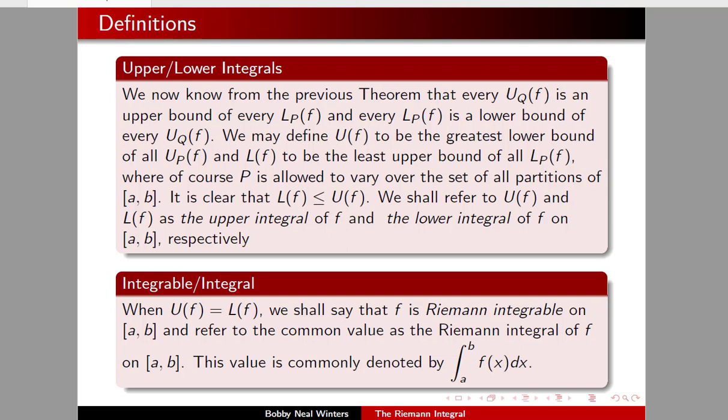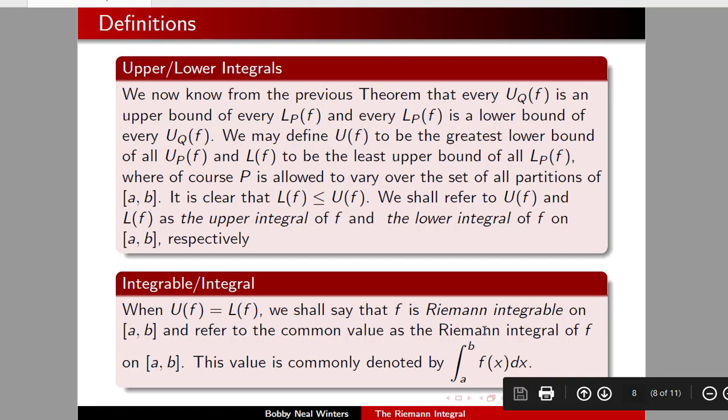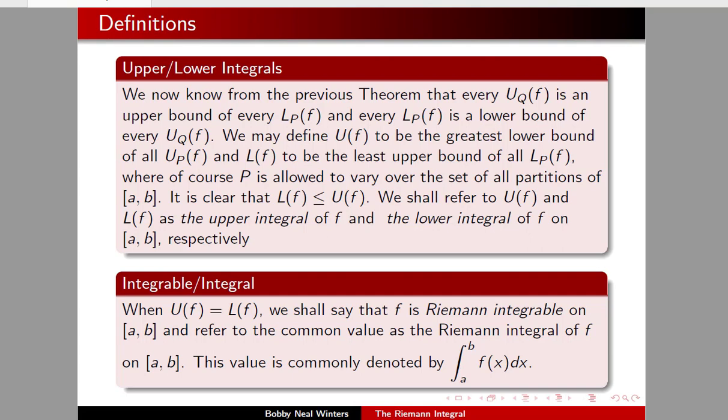When U of f is equal to L of f, we shall say that f is Riemann integrable on the closed interval [a, b], and refer to the common value as the Riemann integral of f on [a, b]. This common value is commonly denoted by this integral symbol, a stylized S, from a to b of f of x dx. We'll next talk about whether such things even exist.